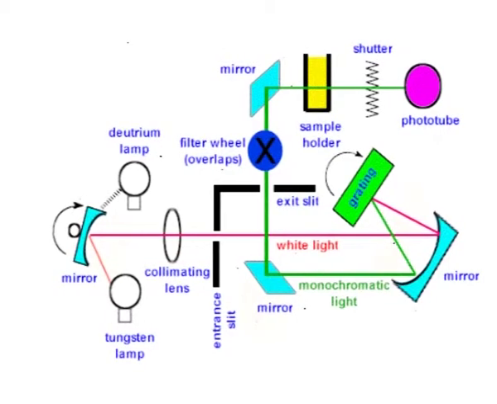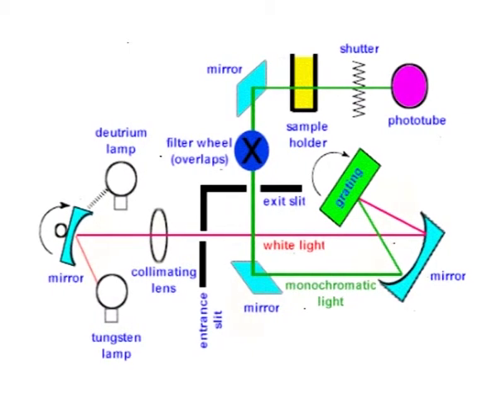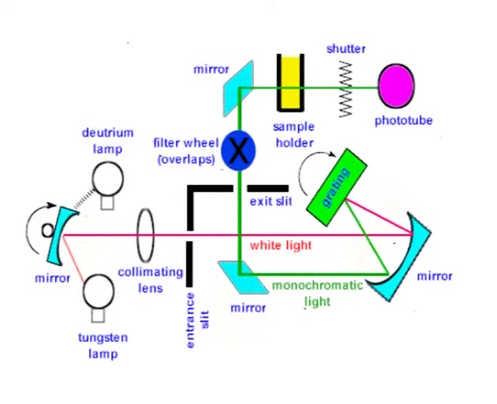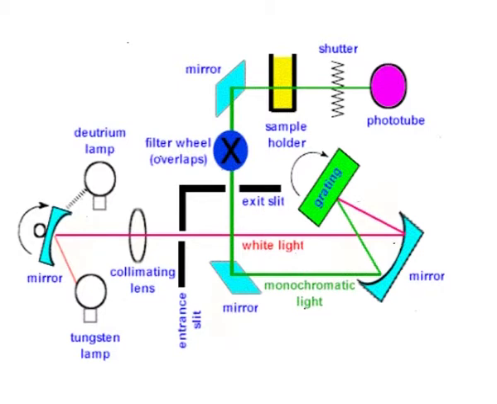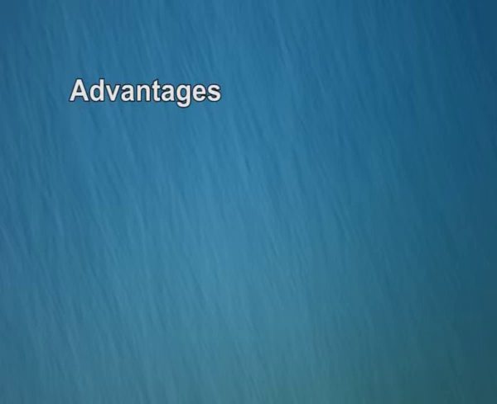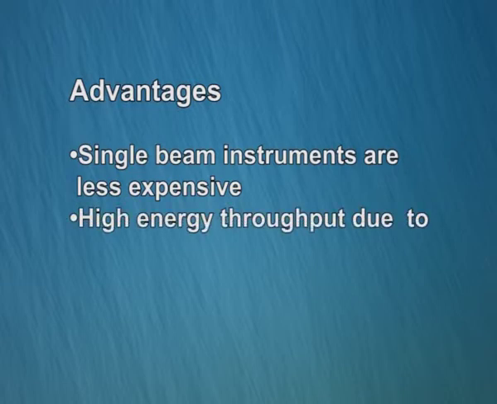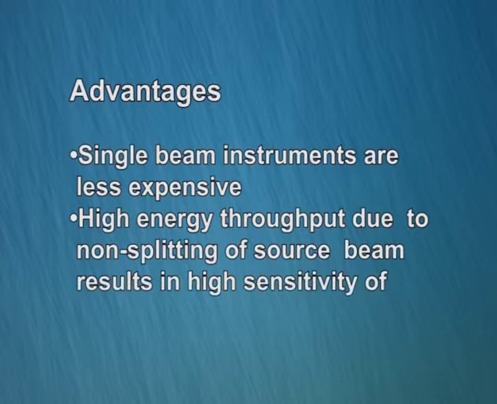The modulated light is led to the flame where ground state atoms of the element of interest are present, and after absorption is led to the monochromator, which isolates the wavelength of interest, which is then led to the detector. Advantages: single beam instruments are less expensive, high energy throughput due to non-splitting of source beam results in high sensitivity of detection.